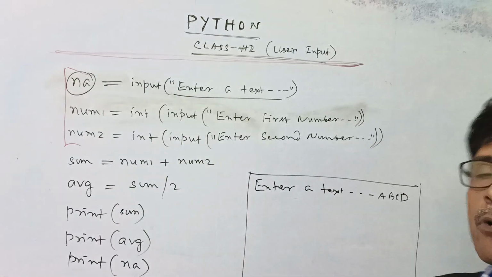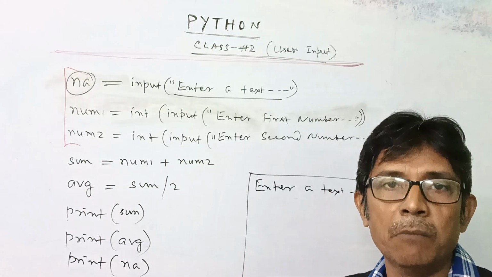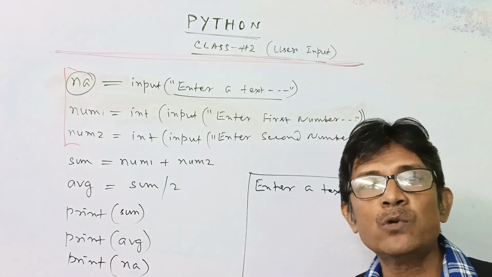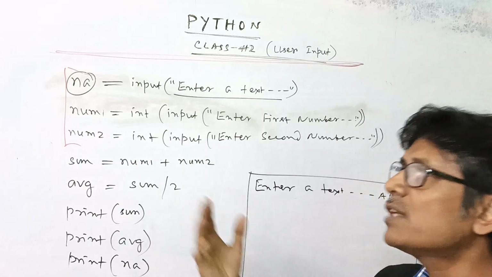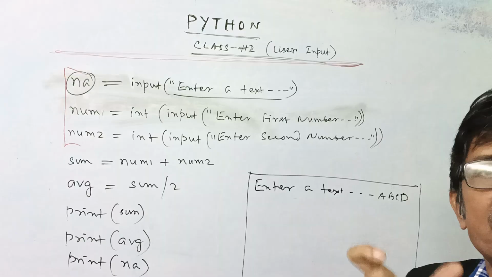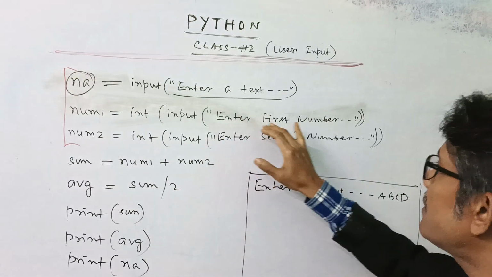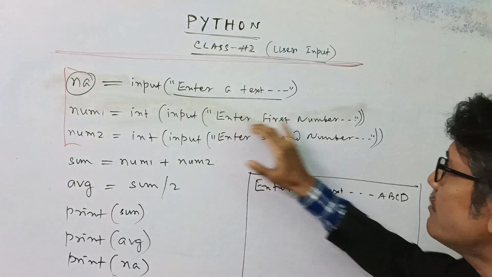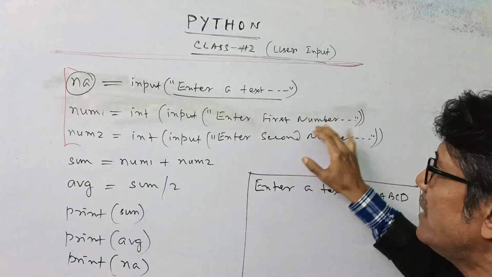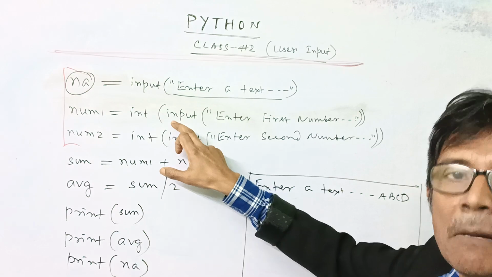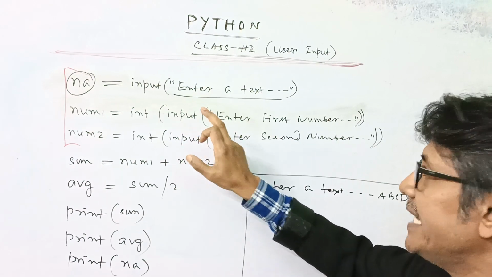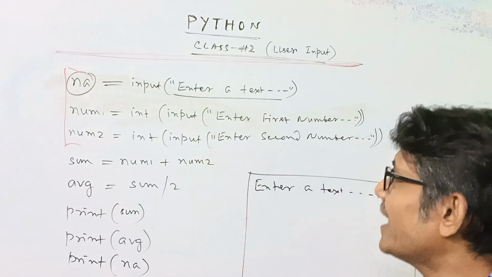Suppose I want to make the sum of 2 numbers. But those 2 numbers I have to accept from the user. So the user will give that value. How will the user give the value? We have to throw some statement for the user. This is "enter first number". Whenever you are giving the first number, this statement will come. We are accepting that number using input.